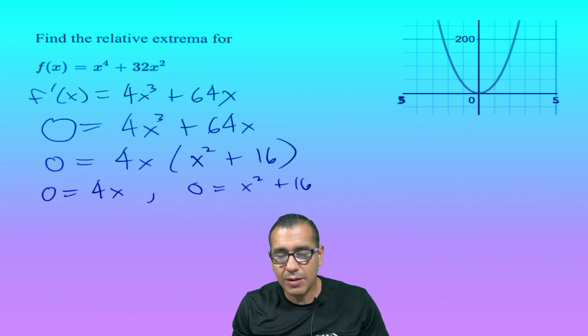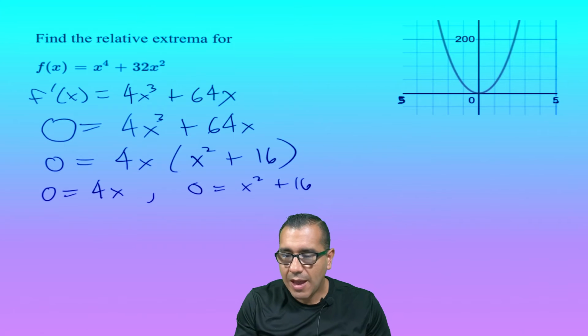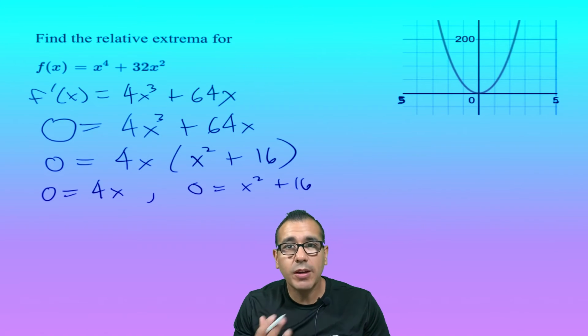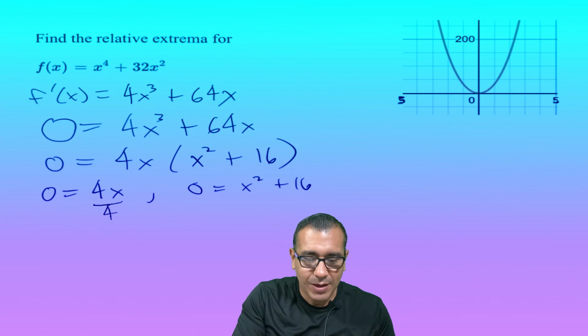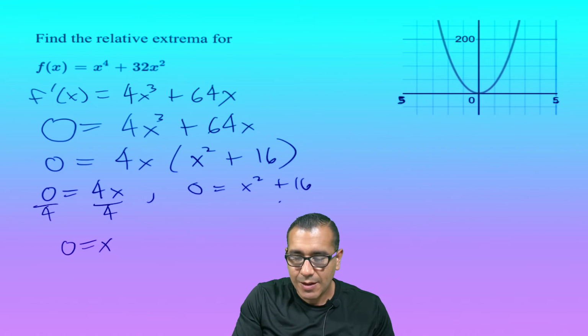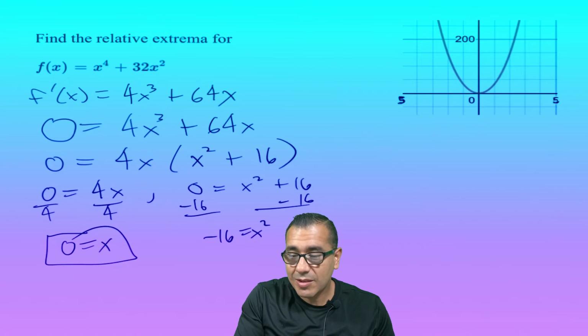And some of you might be worried, like, wait a minute, I'm getting 2 answers, but right now I only have 1 minimum. What's going on here? Well, let's finish this off and then we'll know. So let's go ahead and divide both sides by 4. You get x equals 0. Subtract 16 from both sides, you get x squared equals negative 16. So for sure, one of our zeros is that x equals 0, and we knew that from our graph, right?